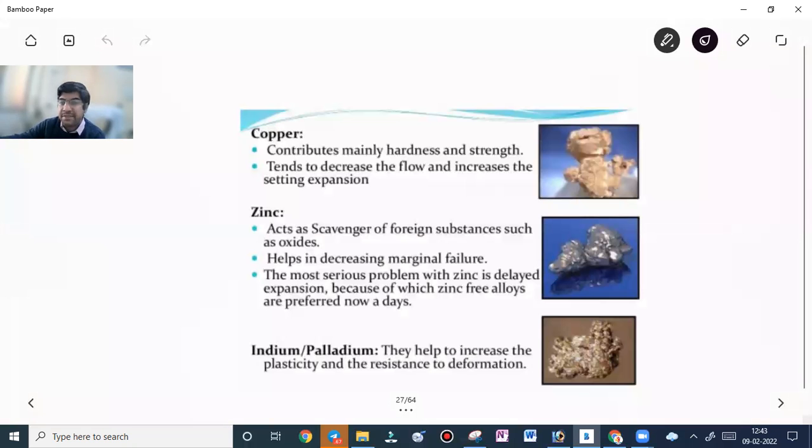Other component is copper. So what is the function of this copper? It increases the hardness and the strength. It increases the setting expansion.